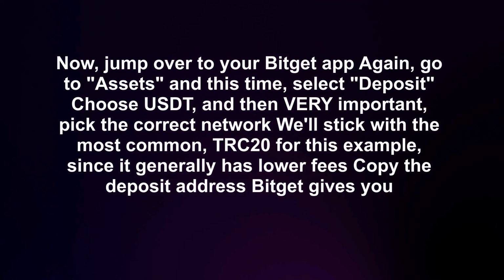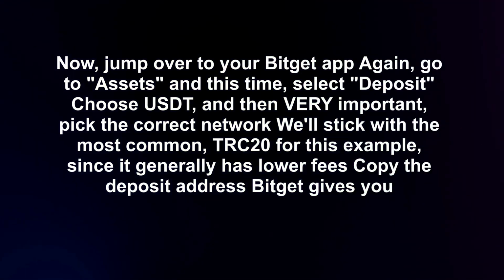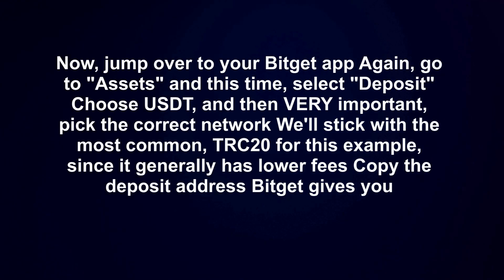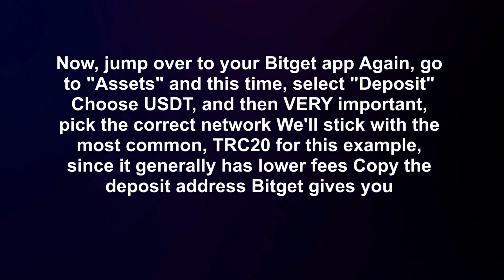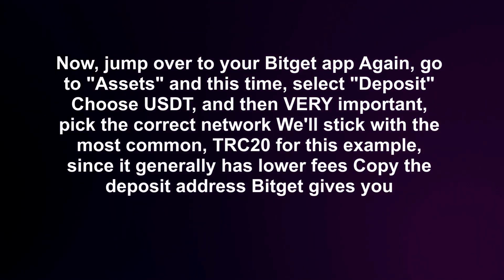Now, jump over to your Bitget app. Again, go to Assets and this time, select Deposit, choose USDT, and then, very important, pick the correct network. We'll stick with the most common, TRC20 for this example, since it generally has lower fees. Copy the deposit address Bitget gives you.